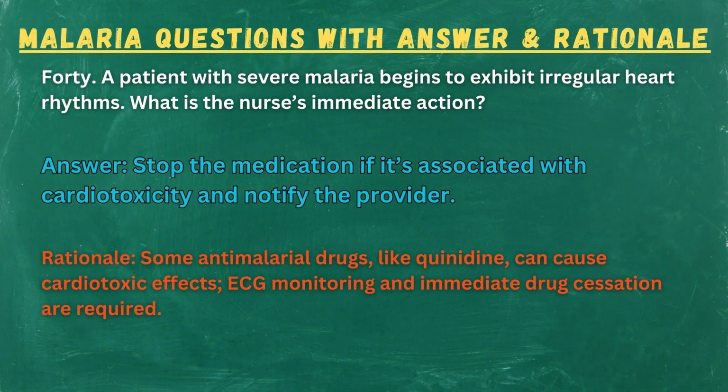40. A patient with severe malaria begins to exhibit irregular heart rhythms. What is the nurse's immediate action? Answer: Stop the medication if it's associated with cardiotoxicity and notify the provider. Rationale: Some antimalarial drugs, like quinidine, can cause cardiotoxic effects. ECG monitoring and immediate drug cessation are required.